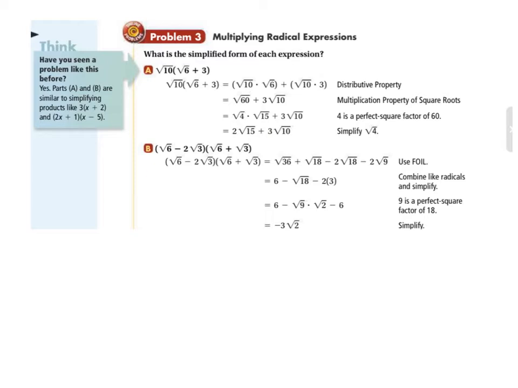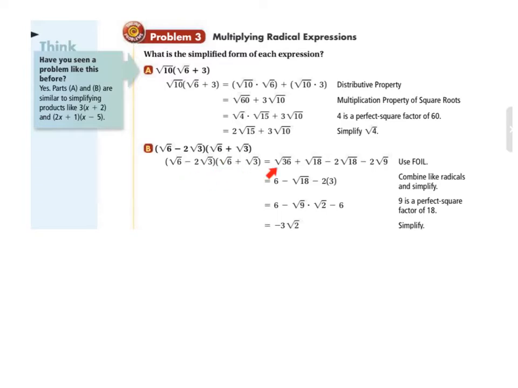FOILing in part B, so square root of 6 minus 2 square roots of 3, and square root of 6 plus square root of 3. So we go ahead and FOIL. Square root of 6 times square root of 6 is a positive 6, or square root of 36 if you prefer. Our middle term here, we're going to have negative 2 square roots of 18.